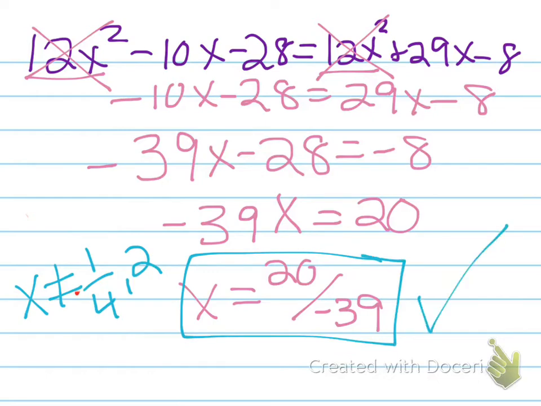So just remember, if you have just one rational function on either side, you can cross multiply.